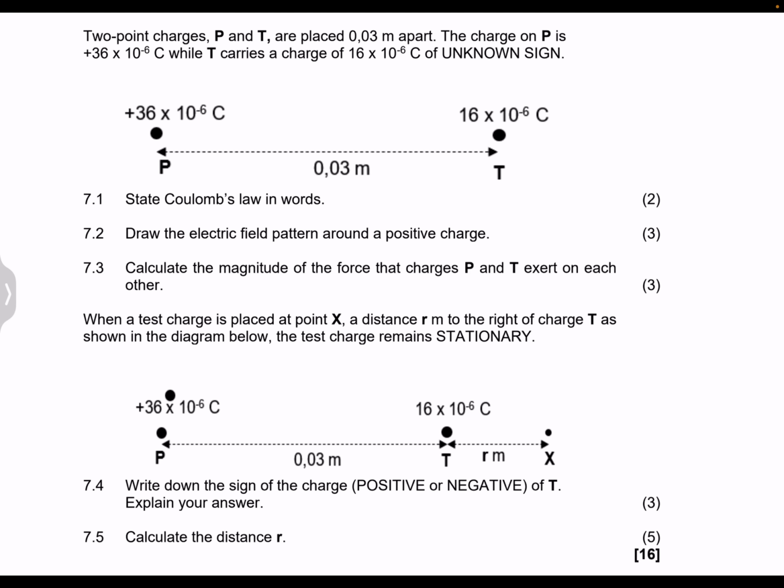Now they say to us, state Coulomb's law in words. Remember, we say that the electrostatic force between 2 point charges is directly proportional to the magnitude of the charges and inversely proportional to the square of their distance apart. Then they say draw the electric field pattern around a positive charge.